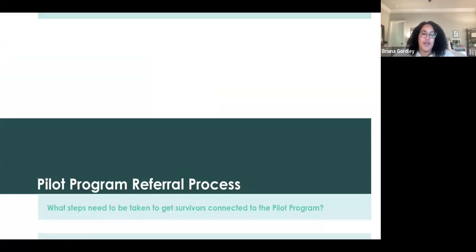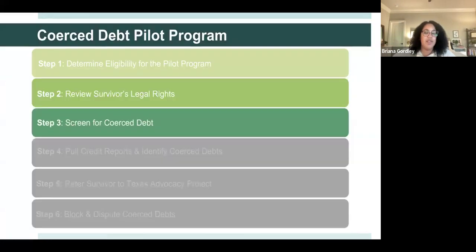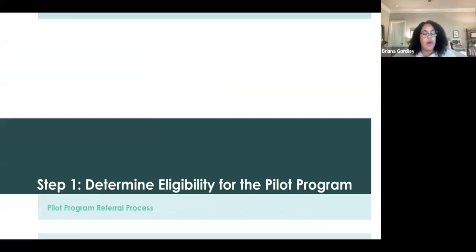So the pilot program referral process: what steps need to be taken to get survivors connected to the pilot program? There are 6 steps total, but today we are just going to be focusing on steps 1 through 3. Step 1, determine eligibility for the pilot program. Step 2, review survivors' legal rights. And step 3, screen for coerced debt.